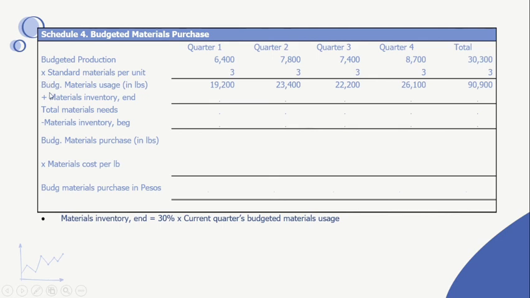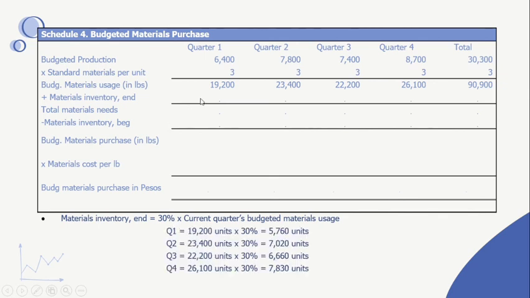So, we have budgeted materials usage in pounds of the following. So, 19,200 and 3,400 and so on and so forth. Then, materials inventory end is equal to 30% of current quarter's budgeted materials usage. So, 19,200 times 30%, we have 5,760 and so on and so forth. So, total materials needs, i-add rin silang duha to get 24,960.